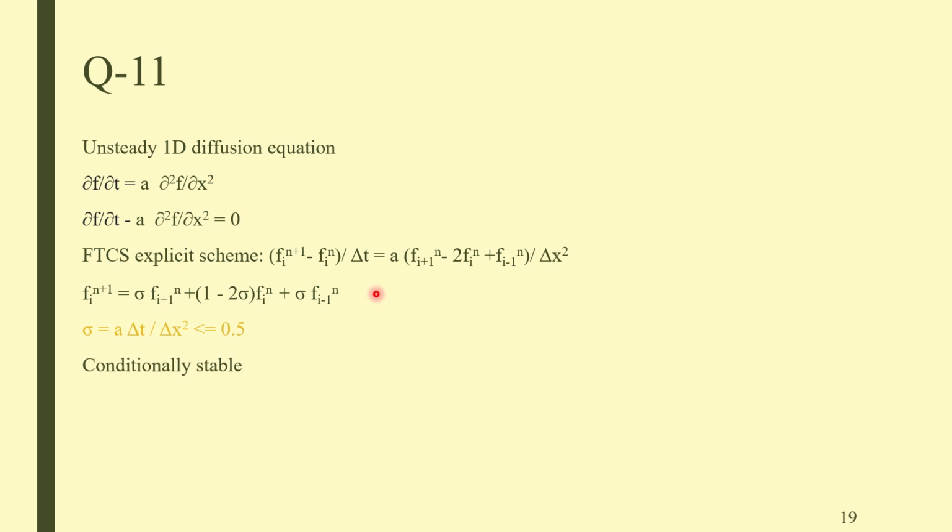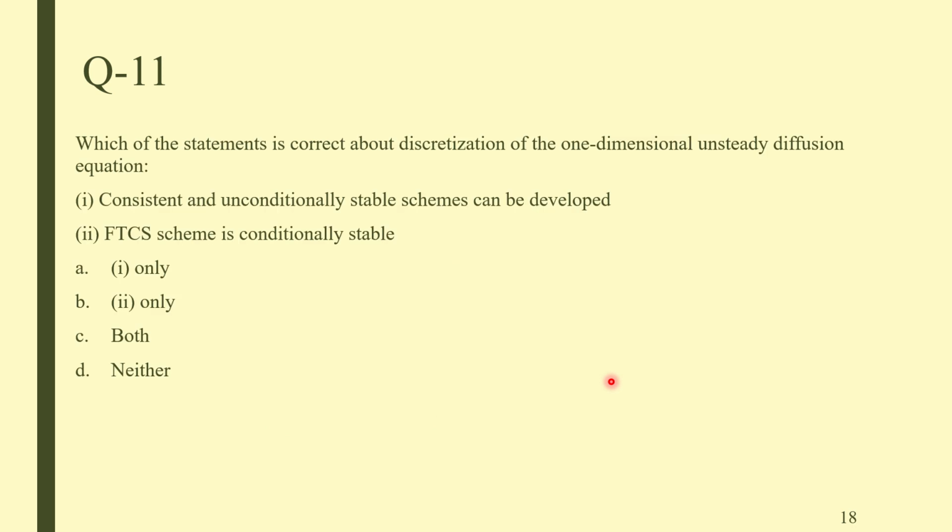But on the other hand, if we use an implicit scheme like the Crank-Nicolson scheme, we can get unconditional stability as well. So unconditional stability can be obtained, but this particular FTCS scheme is conditionally stable. This is what is given in question 11, that consistent and unconditionally stable schemes can be developed, but the FTCS scheme is conditionally stable. That is, 1 as well as 2 is true. That is, both is the right answer.